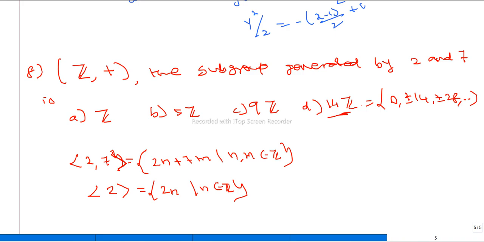If you take m equal to 0, this term cancels, n equal to 1, we get 2. So 2 should be in the set. Similarly, if you put n equal to 0, m equal to 1, we get 7. Therefore, 2 and 7 should be in the set. So we can easily eliminate all other options. We can easily check that it should be Z. It should be the GCD of 2 and 7. Therefore, Z is the only subgroup generated by 2 and 7.